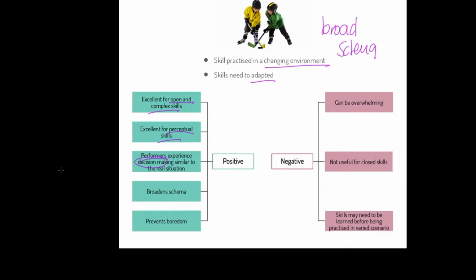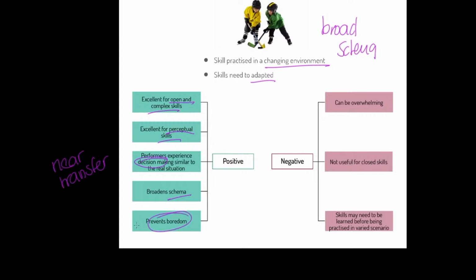Now, we could also call this near transfer. It's not a term we actually use on this course, but if you want to chuck it in, it will get you a mark on a mark scheme. Near transfer, it basically means you train and practice like the match, train and practice like the competition. It broadens our schema. I've already mentioned that. The broader the schema is, the more adaptable the skill is, and it's more satisfying. It prevents boredom. In other words, it's more stimulating.